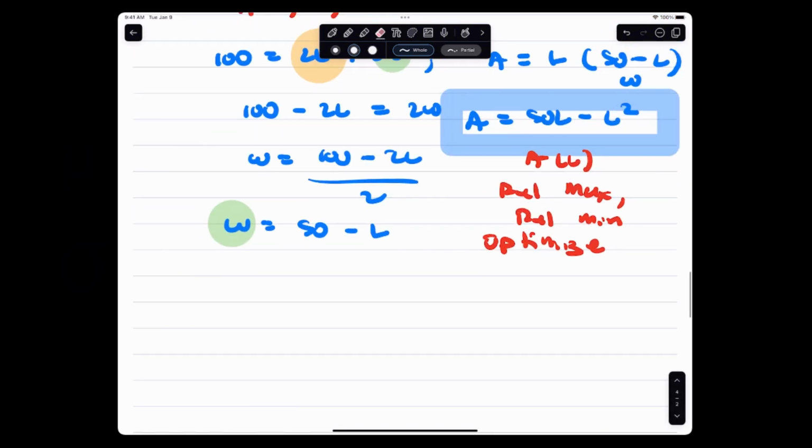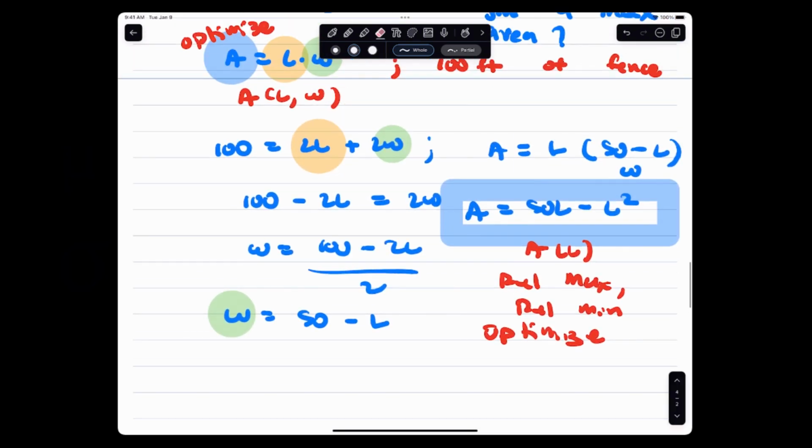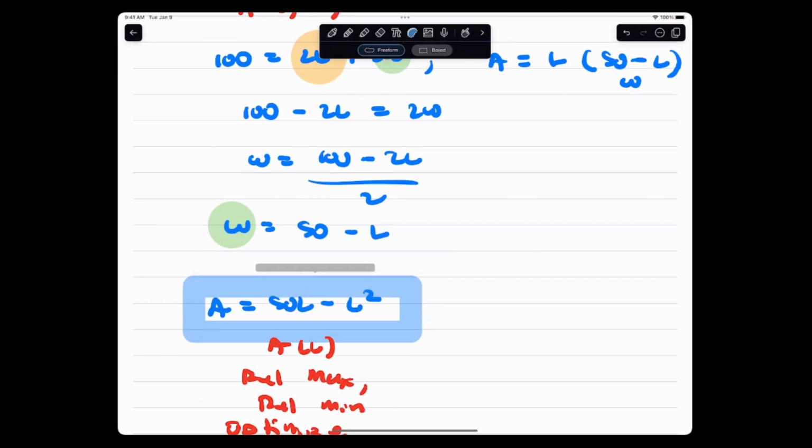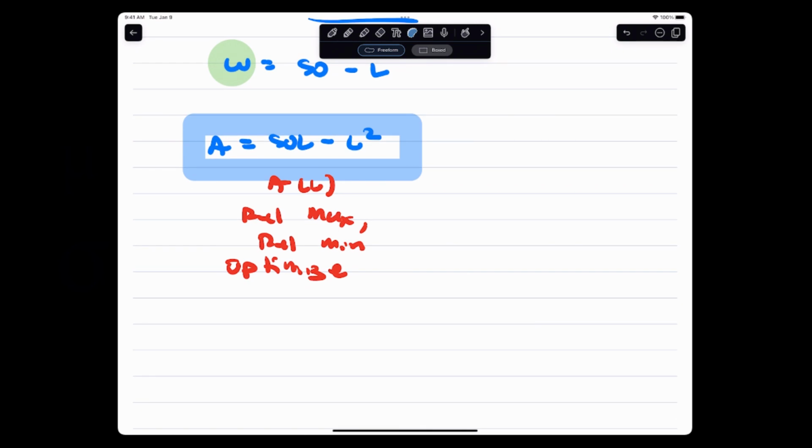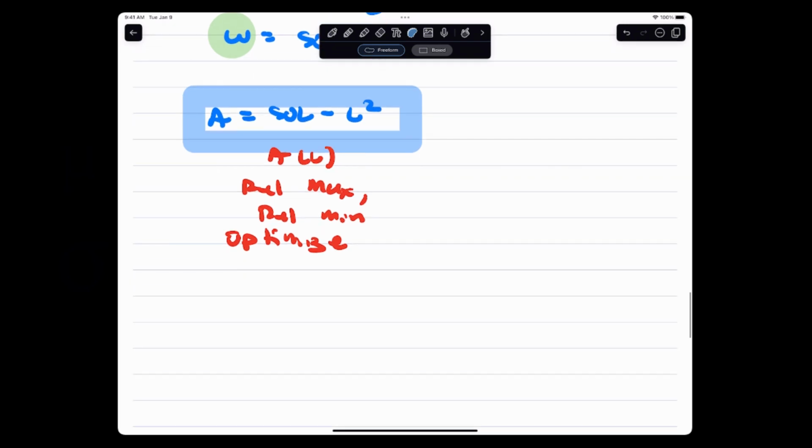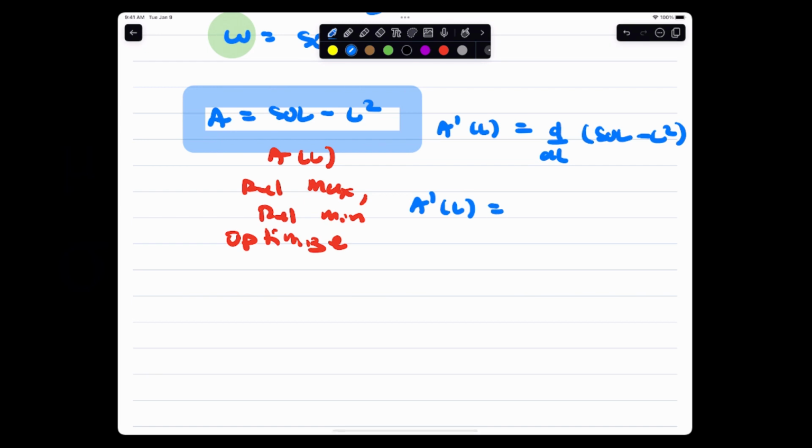And notice something here. This goes back to, I don't know, intermediate algebra maybe? This is a parabola. It's an upside down parabola. If you guys know. Is that right? Upside down parabola? All right. Well, you have to use calculus. So in other words, we have to find A prime of L. So we differentiate the function with respect to L. This is optimization. So the derivative becomes what? 50 minus what? 2L? Is that right?